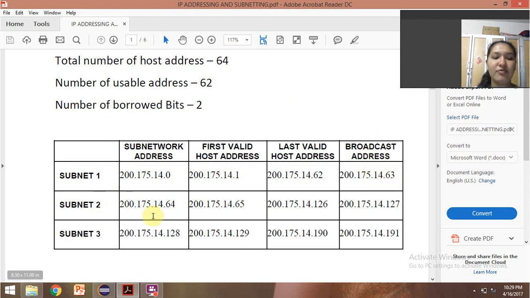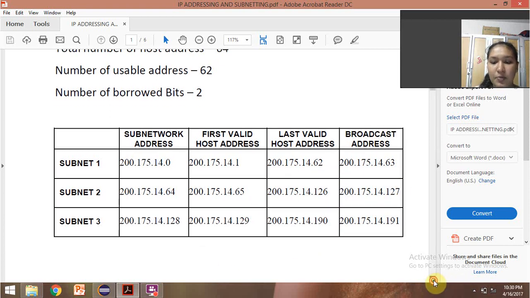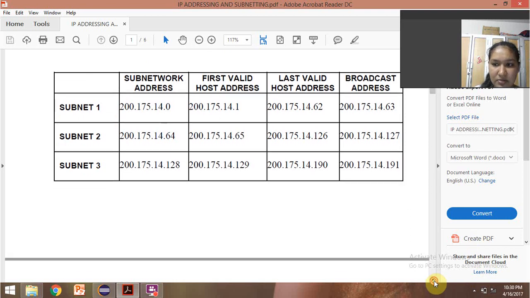Then again, for finding subnet 2, we have to add 1 to it. Then again we add 1 for the first valid host address. Then for finding the last valid host address, we have to add 62 to it. Then we will get 126. Then again add 1. Similarly, the process continues. This is the answer for the first question.